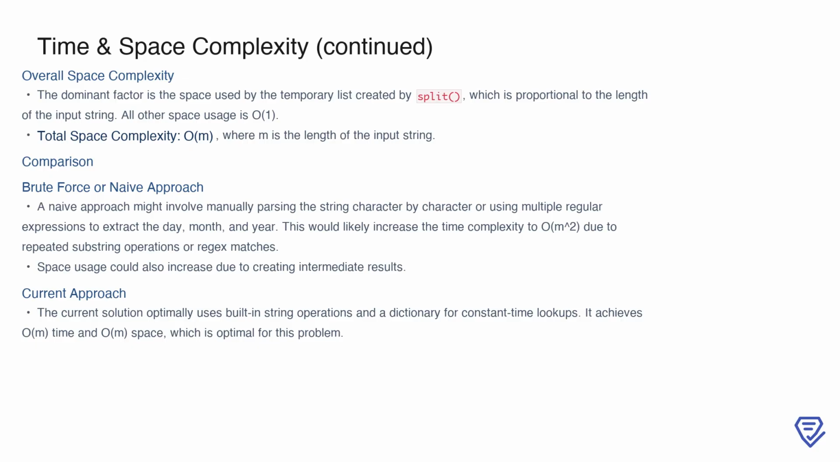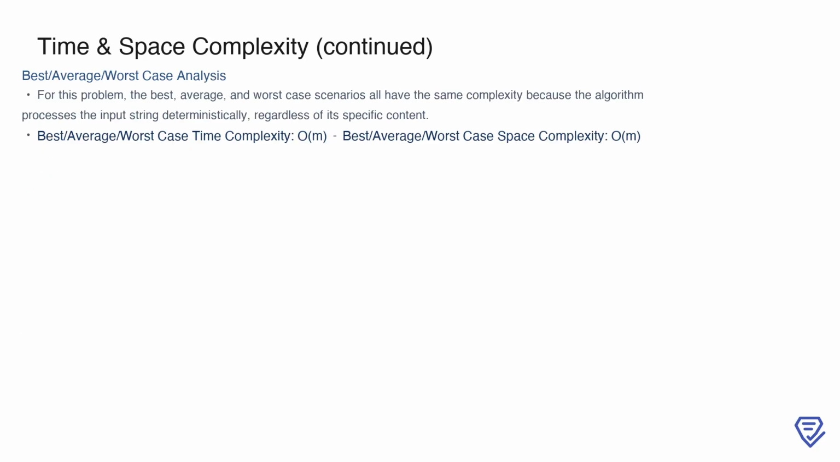In contrast, the current approach leverages built-in string operations and a dictionary for constant time lookups, achieving O(m) time and O(m) space. This makes the solution both optimal and practical for the problem. Finally, let's analyze the best, average, and worst-case scenarios for this algorithm. Regardless of the specific content of the input string, the algorithm processes it deterministically in the same manner. This means that the time complexity remains O(m) in all cases, where m is the length of the input string, as the operations involve splitting the string and performing a constant number of lookups, checks, and concatenations.